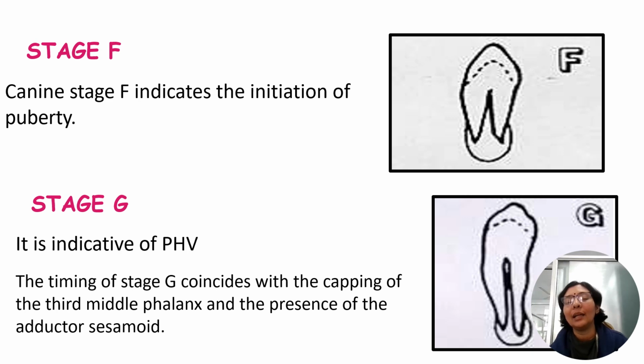Stage G is indicative of peak height velocity, pubertal peak or pubertal growth spurt. The studies have been done and they found that it coincided with the capping of MP3, that is middle phalanx of third finger, and presence of adductor sesamoid. So there you can see 2/3 of the root is completed for the canine. So this is indicative of stage G, that is the peak of puberty, peak height velocity.